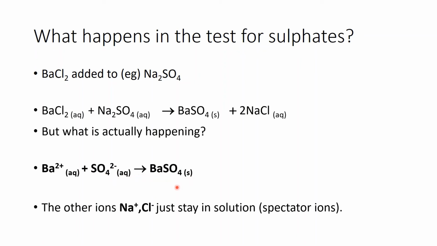In other words, both the sodium ions, Na+, and chloride ions, Cl-, remain in solution. They don't undergo any sort of reaction. They're so-called spectator ions. They watch and don't take part in this particular reaction. But this is the overall reaction if we had to write it out as an overall balanced equation. However, this is the ionic equation. This is the actual chemistry that takes place.